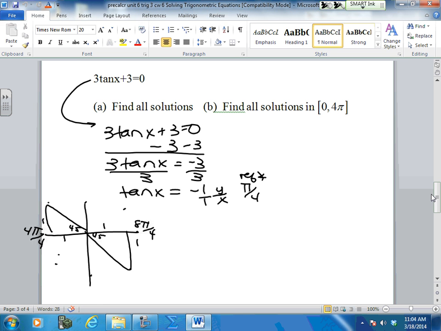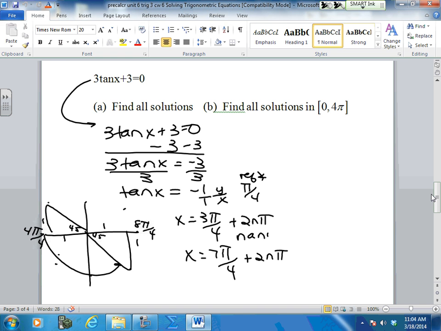1 every 45. That's half of your 90. So what comes before 4 pi? So this guy is 3 pi over 4. And what stops before 8? Okay? Now, normally we say, if we want all solutions, we say add 2n pi, where n is any integer. Agree?